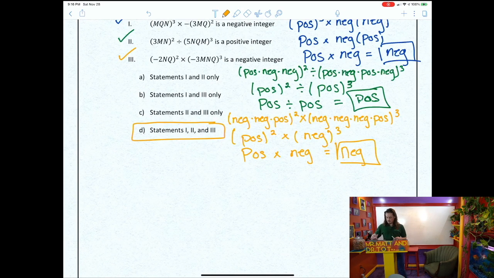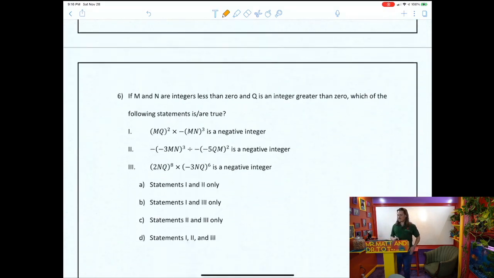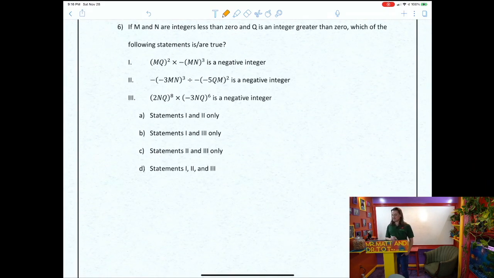And the last problem here, number 6. If m and n are integers less than 0 and q is an integer greater than 0, which of the following statements is or are true? Statement 1 says the quantity m times q quantity squared times negative 1 times the quantity m times n quantity cubed is a negative integer.